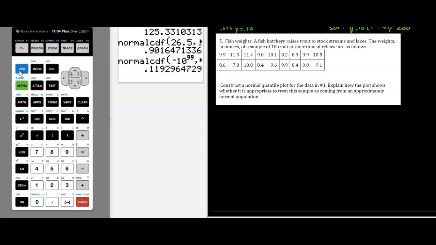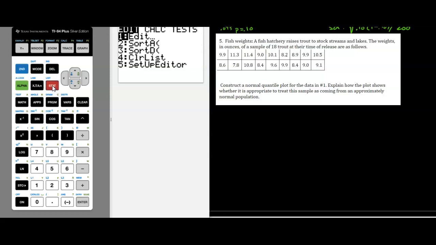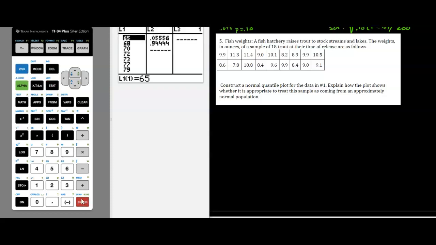So I'm going to begin by just plugging that data into the calculator. So say, I guess we don't have to say second, let's just say stat edit. We've done this before. You say stat edit and plug your data in, and I'm going to clear this list while I'm at it, so I press clear enter.